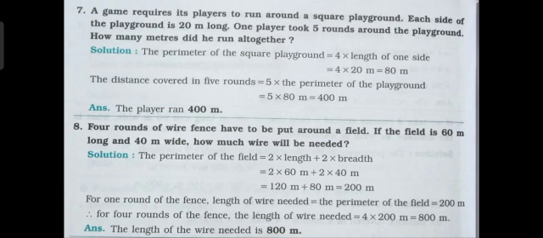Now for one round, 200 meter is required. So we are supposed to find out for the 4 rounds. So that is 4 into 200 meter, that is 800 meter. So the length of the wire needed is 800 meter. Clear? Okay.